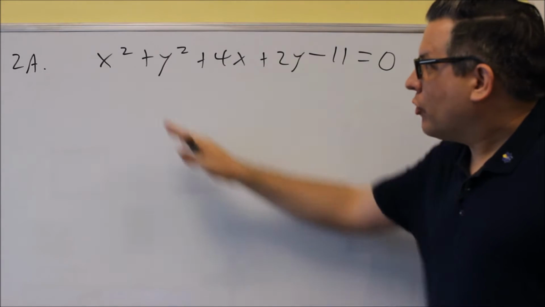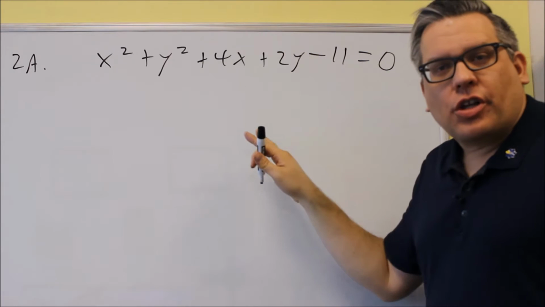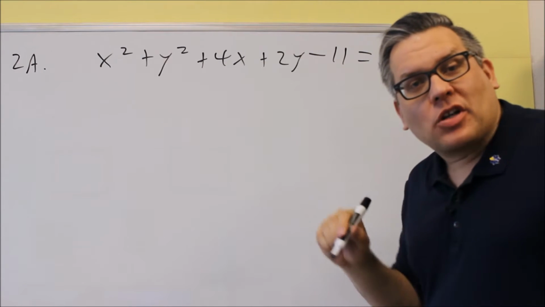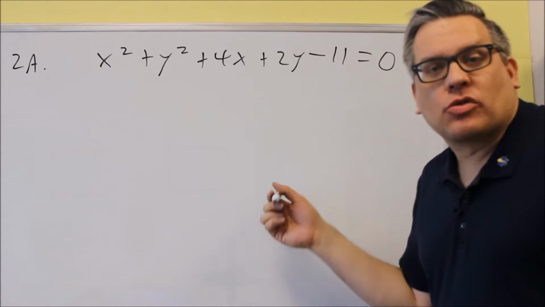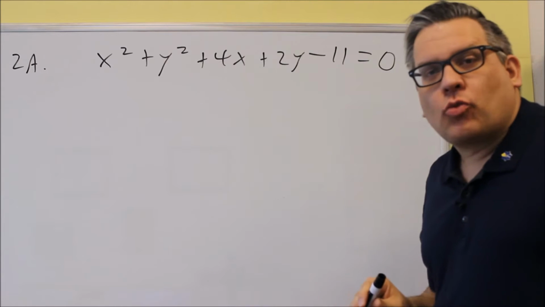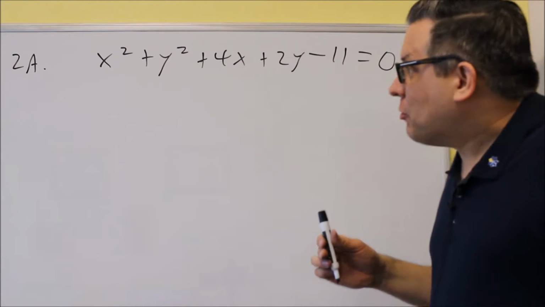For 2a, we have a circle that's here. So we need to get this into the proper standard form of a circle. We need the x minus h squared and y minus k squared equals r squared. That's what we want to put this into. The way it is in this form, we have to do the complete the square step in order to get it into the proper form.